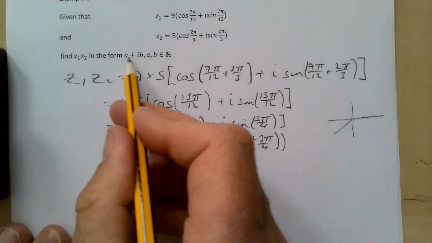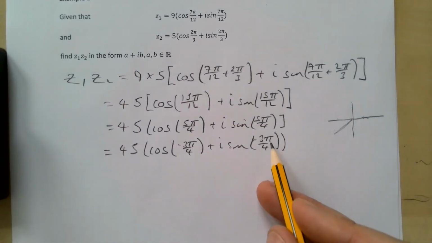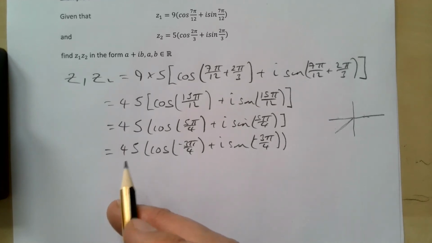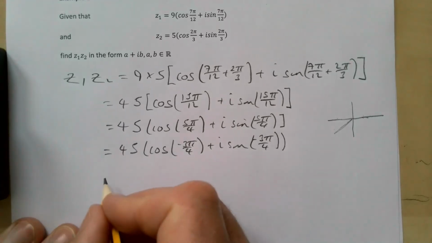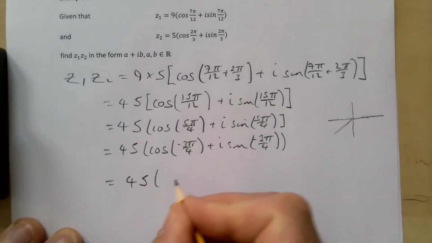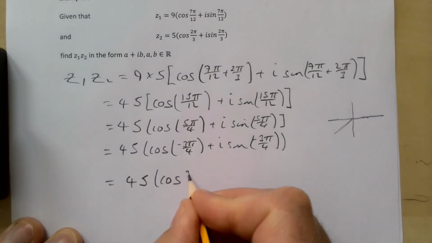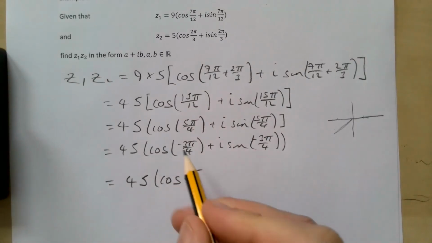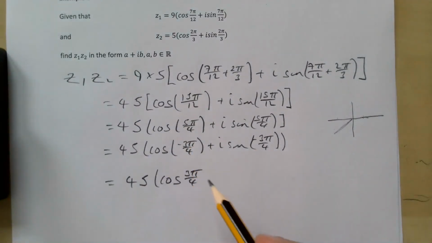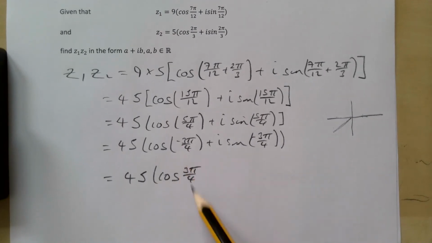We're asked to write this in the form a plus ib. We've worked out our argument and we've worked out the size, so you do it that way, but we're just going to muck around with this and see if we can change it a little bit. That's the same as 45 cos 3 pi over 4. Why is that? Because cos of 30, for example, is the same as cos of minus 30. Cos of minus pi over 4 is the same. The minus can just come out of it whenever it's cos.